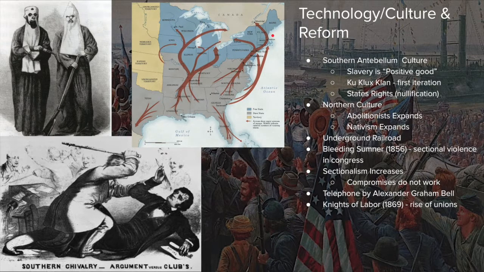Keep in mind, they have immigrants as a labor source, so they don't require slavery, and so they feel morally superior to the Southerners who still rely on brutal slave conditions. Nativism, like I said, is going to expand with that Know Nothing Party. Anti-immigration sentiment is going to become very common.